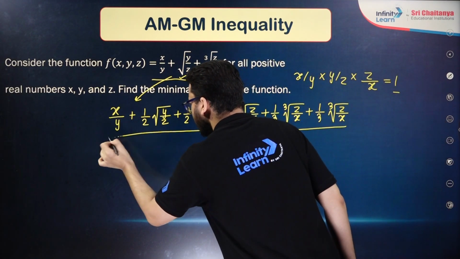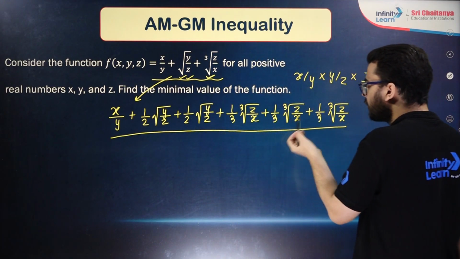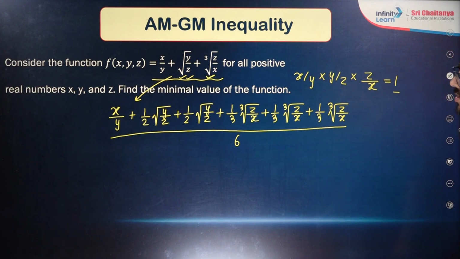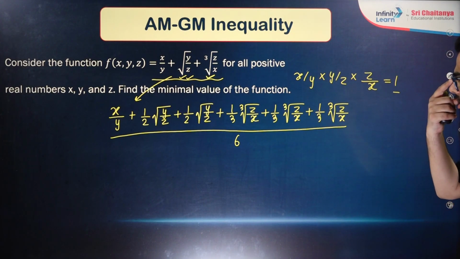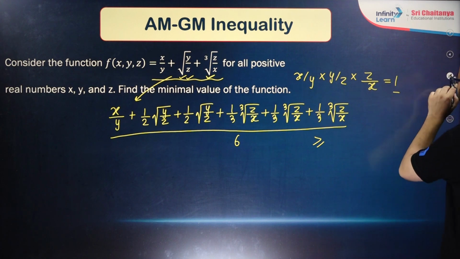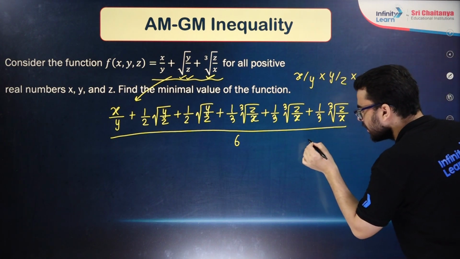Sum of the observations divided by how many are they? 1, 2, 3, 4, 5, 6. Now, 6 observations are there, right? I have changed this into 6 observations, and that is greater than or equal to their geometric mean.